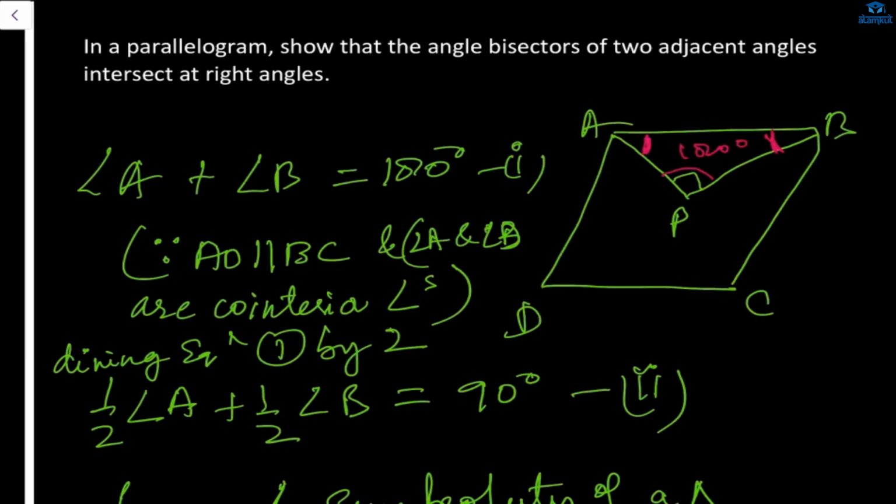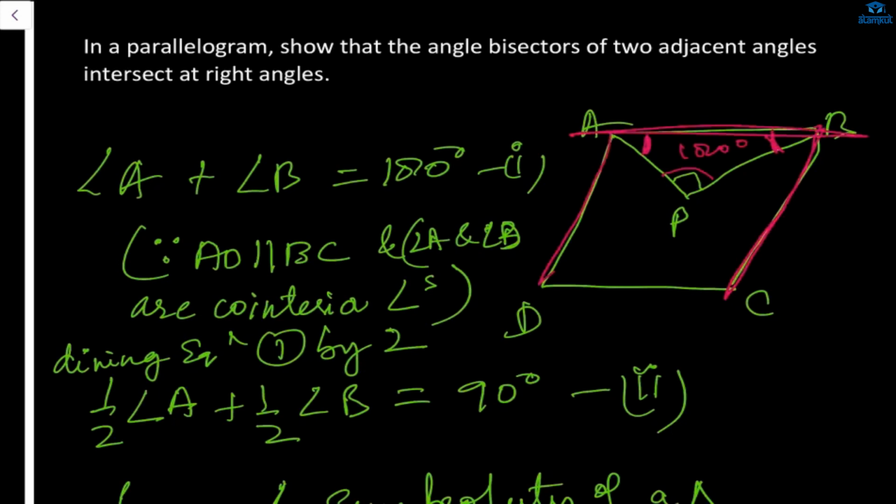Since it is a parallelogram, AD will be parallel to BC, and AB is the transversal. Ma'am, so we're extending it, right? Yes, see this side and this side, you can extend it. So this is a transversal, so angle A plus angle B is equal to 180 degrees. The sum of co-interior angles on the same side of the transversal is equal to 180 degrees if the lines are parallel. So angle A plus angle B is equal to 180 degrees.